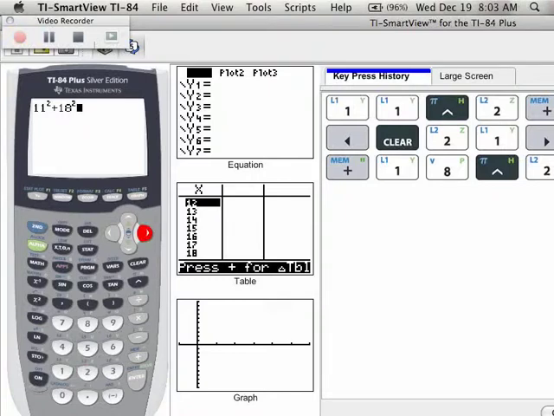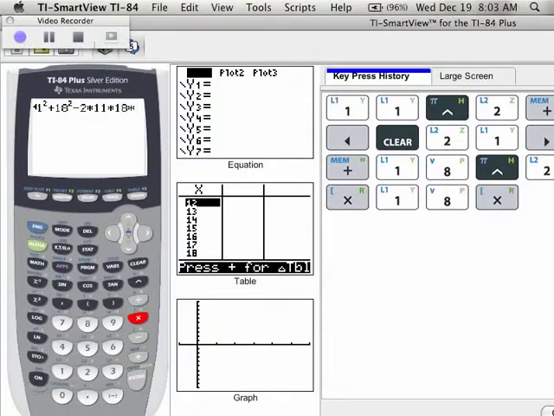Minus 2 times 11 times 18 times the cosine of what? 56. Parentheses, boom. I get 223.56.